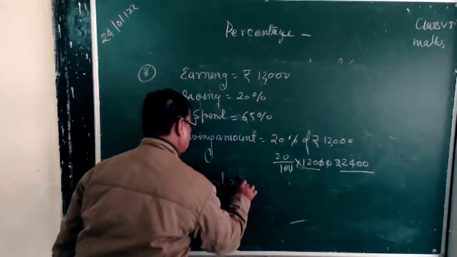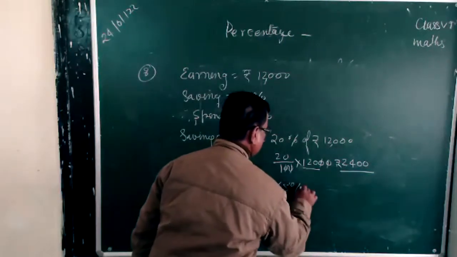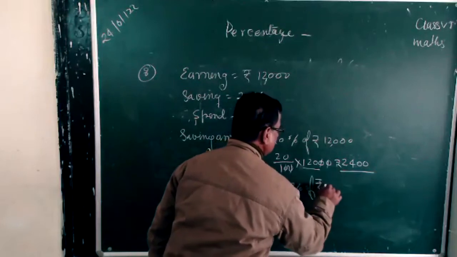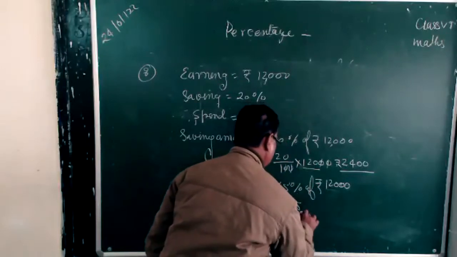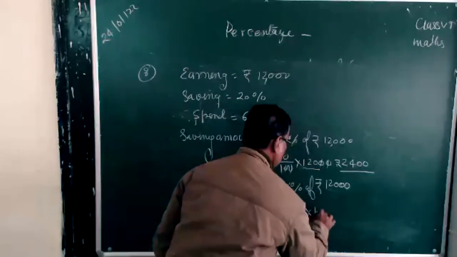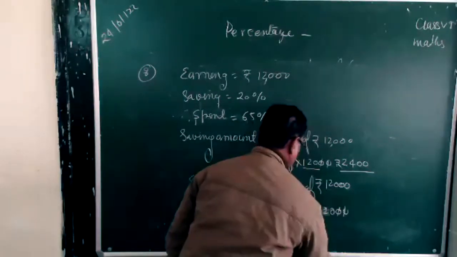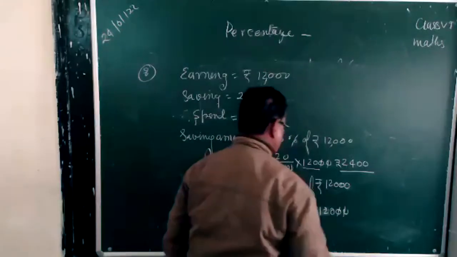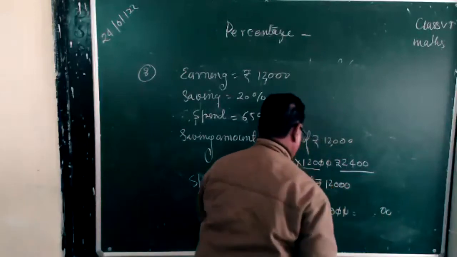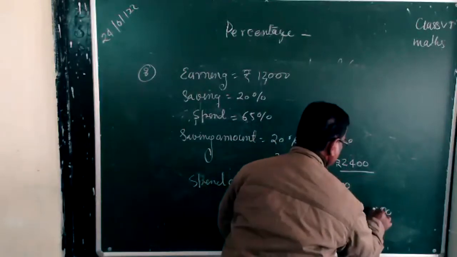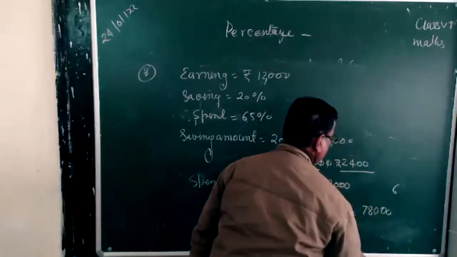After that, the expend amount is equal to 65% of rupees 12,000, which is equal to 65 by 100 into rupees 12,000. 20 cancels out, and then 12 multiplied by 5, first write 20. 12 multiplied by 5, 60, 6 coming, 72, and 6, 78.